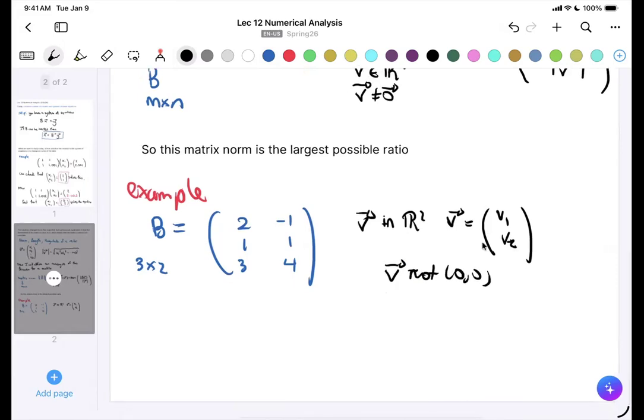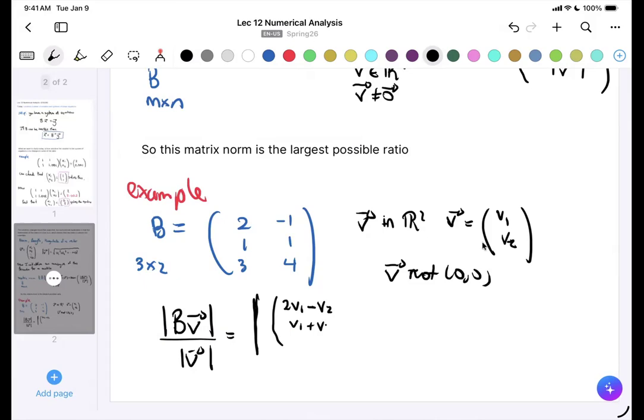So basically what I'm saying is that you look at this ratio of P times the vector v divided by the length of the vector. So what is that? When you multiply this matrix by this vector, you get a vector in R3, right? So it would give you 2v1 minus v2, it gives you v1 plus v2, and it gives you 3v1 plus 4v2.